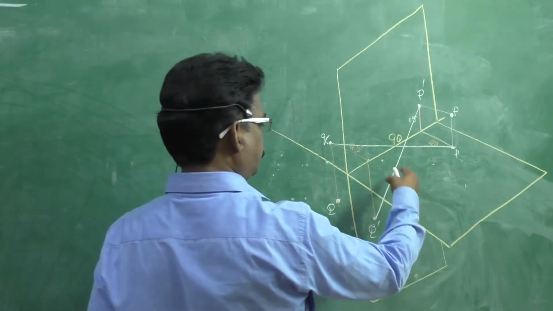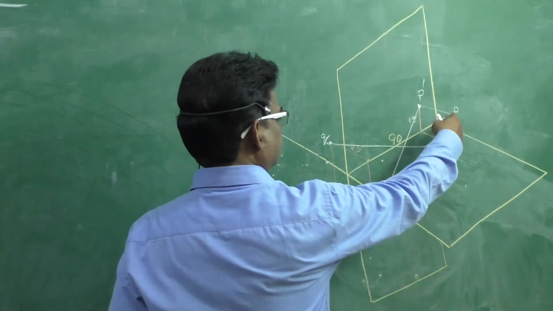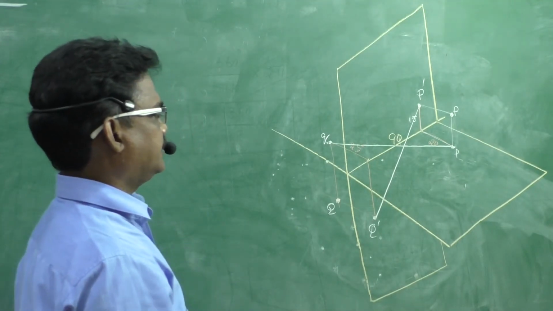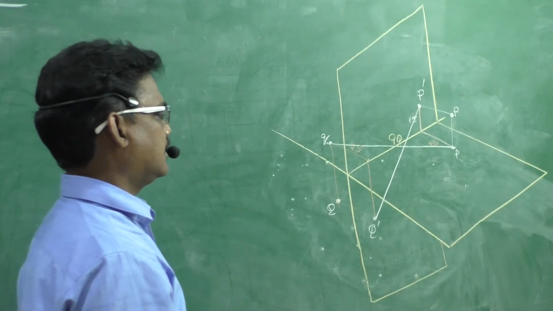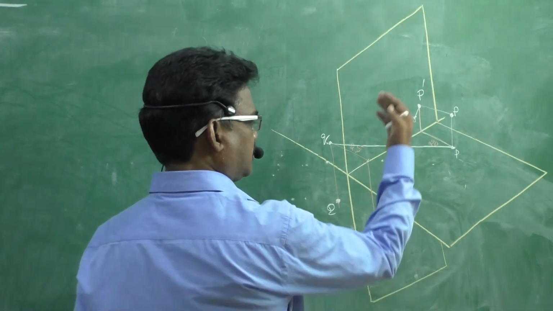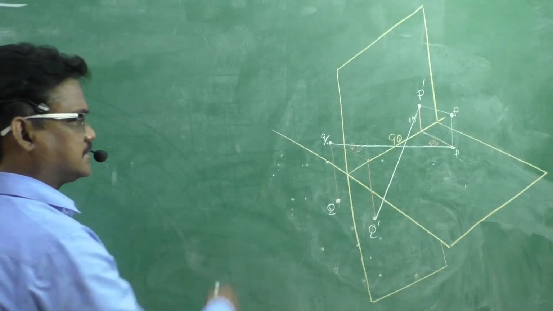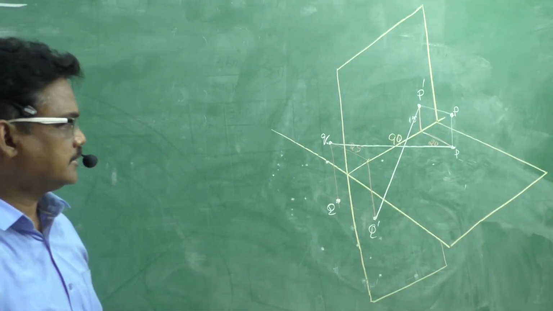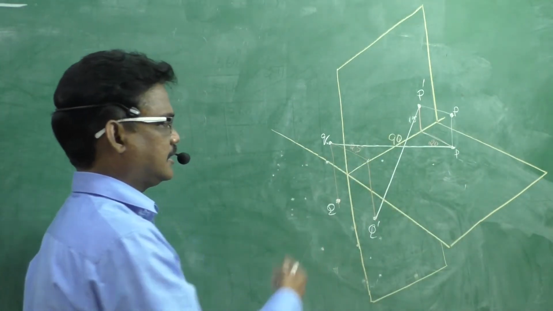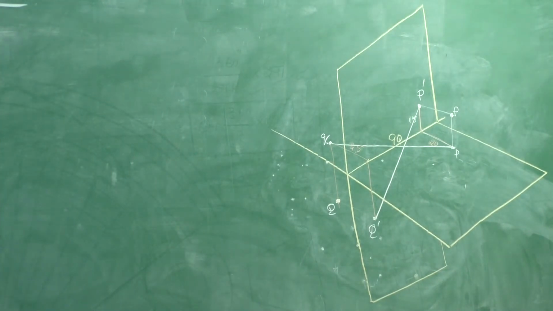A line PQ of a given length, which you can consider, and the end projectors are at a distance of 90 mm, and point P lies in the first quadrant, point Q lies in the third quadrant, and draw its projections. Like that, it is also related to projection of lines.